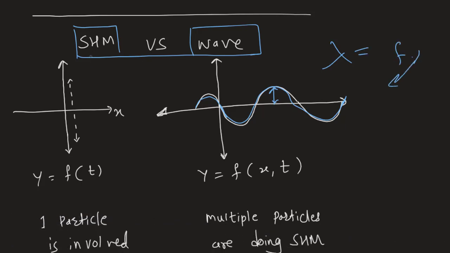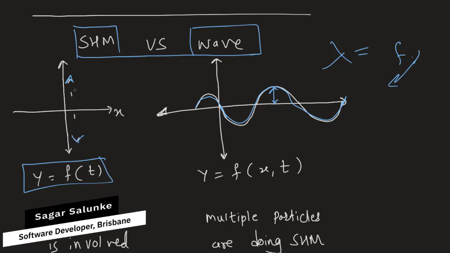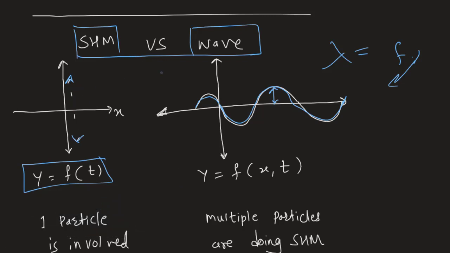But if you talk about simple harmonic motion, it is a function of t, time. The reason being that the particle is making the motion along the y-axis. But in case of wave, it is a function of x and t, and there are multiple particles. It is very important to understand.